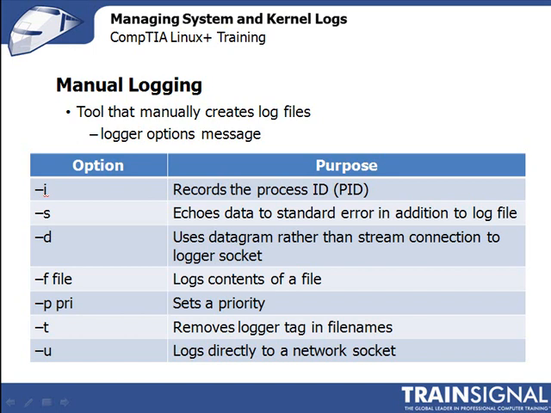Moving on, we have next -d, which uses a datagram rather than a stream connection to logger socket. Now this is an advanced feature that you should use with caution. Typically you'll only use it if documentation for a specific program tells you to do so. -f space file logs the contents of a file. -p sets a priority. -t removes the logger tag from file names, since it's normally included by default. And finally -u logs directly to a network socket. Let's head back to our terminal and try out the logger command next.